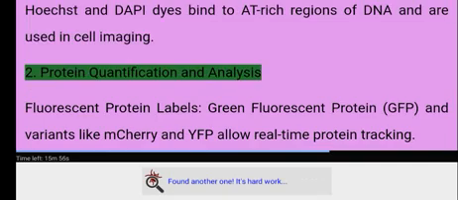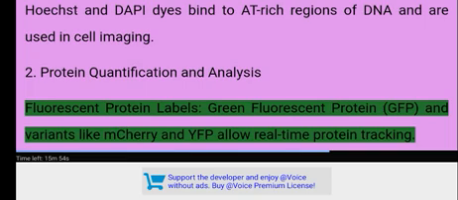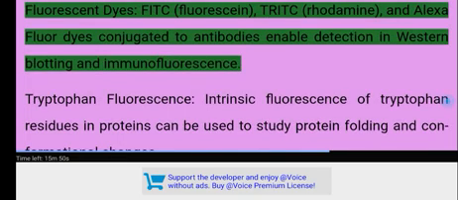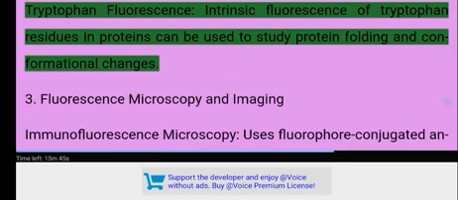2. Protein quantification and analysis. Fluorescent protein labels, green fluorescent protein GFP, and variants like mCherry and YFP allow real-time protein tracking. Fluorescent dyes, FITC (fluorescein), TRITC (rhodamine), and Alexa dyes conjugated to antibodies enable detection in Western blotting and immunofluorescence. Tryptophan fluorescence, the intrinsic fluorescence of tryptophan residues in proteins, can be used to study protein folding and conformational changes.